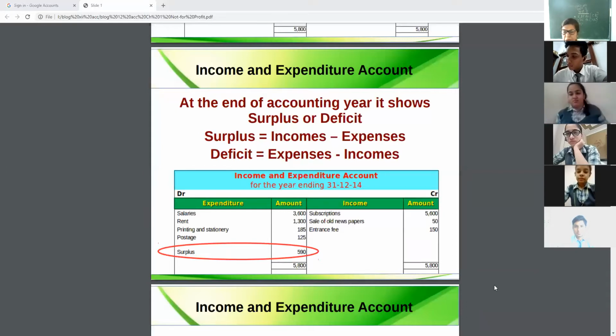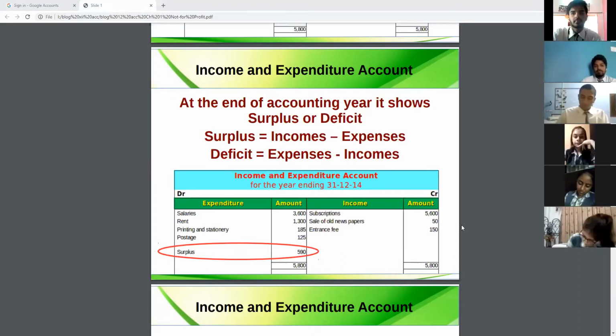Vijay, you are not copying down, beta. I made these slides in an easy way for you all, and you are not copying down, beta. Daily I have to say this to you.